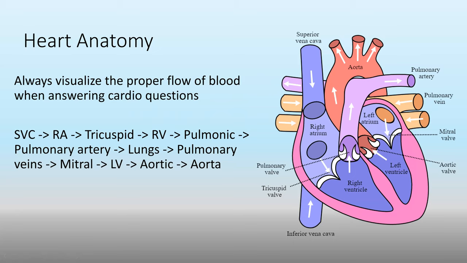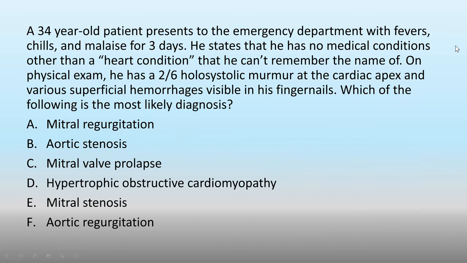So when you're picturing valve problems, murmurs, heart pathology, if you picture normal flow and then think of how it's disrupted and what you're hearing or what they're giving you on physical exam, you can oftentimes figure it out just by doing that. We'll go through some examples, but we'll reference this multiple times throughout this video because we're going to think about what normal is and how the question is telling us what's abnormal. So let's do a question and go through this.